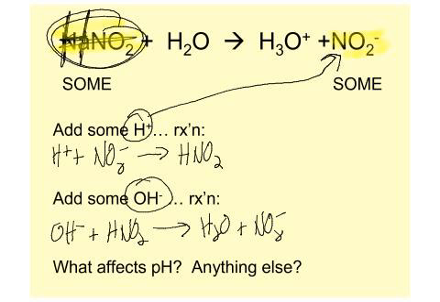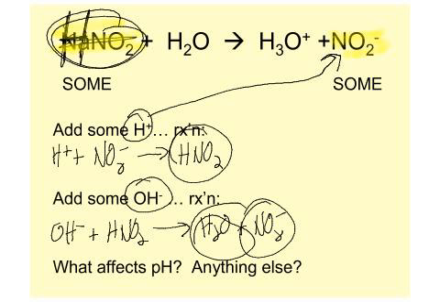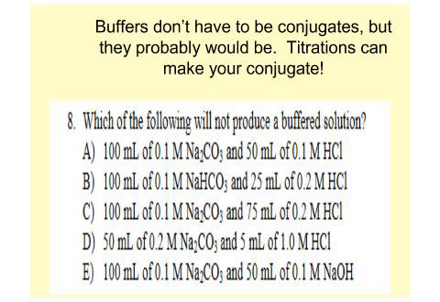Now, what affects the pH in these things? Would HNO2 affect the pH? No. Would H2O affect the pH? No. Would NO2 negative affect the pH? No. What affects pH? Only H positive and OH negative. Anything else? No. Only H positive and OH negative. The other things can be kind of the parent things that go through it, but if you don't have H positives or OH negatives as your product, you are not affecting the pH.